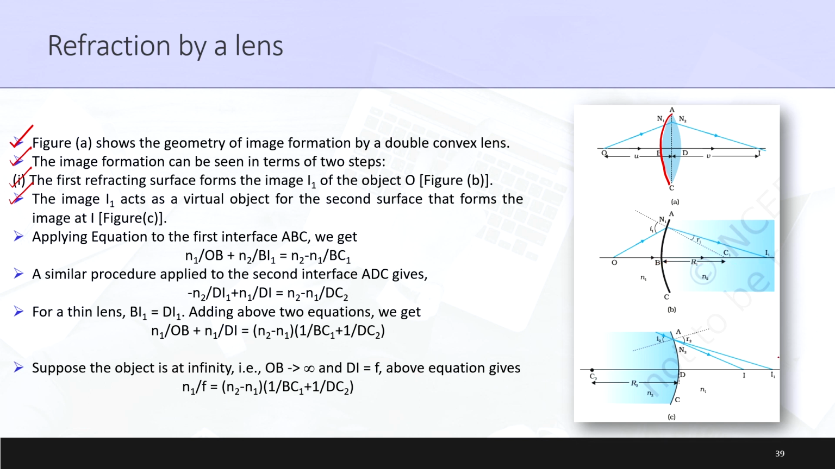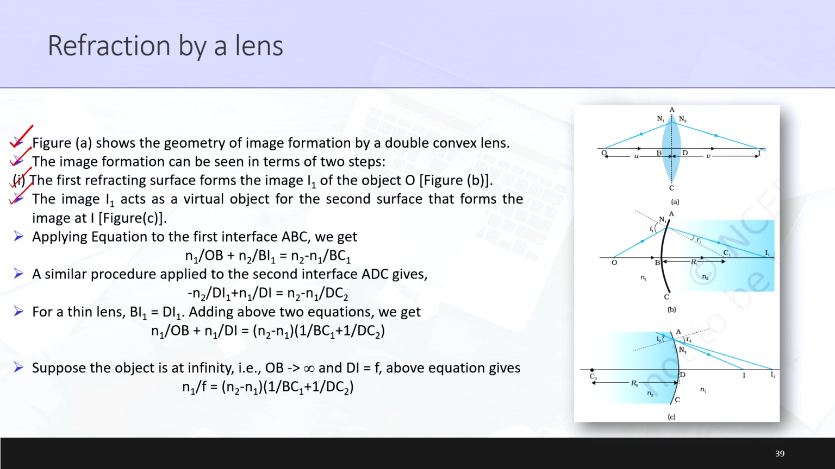Okay. So, what is the new thing here? A similar procedure is applied to the second interface ADC. So, now you are applying this for ADC. For ADC, this is DI1, so this will be interchanged here to the value plus. So, it is nothing but minus n2 by DI1 plus n1 by DI, because this is in the same sequence here, equal to n2 minus n1 by DC2. DC2 is in this direction. Okay. And because the direction is positive only, therefore, this will be positive only.